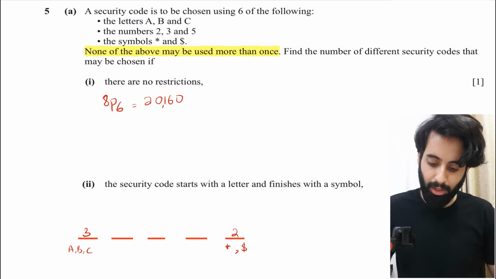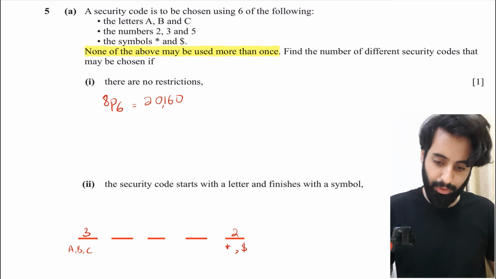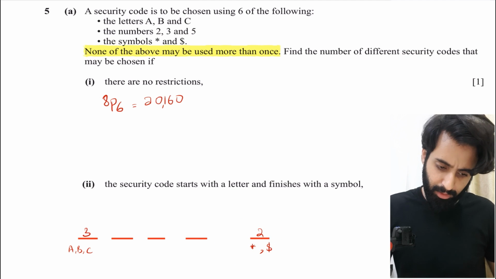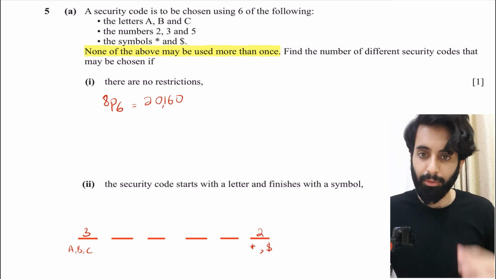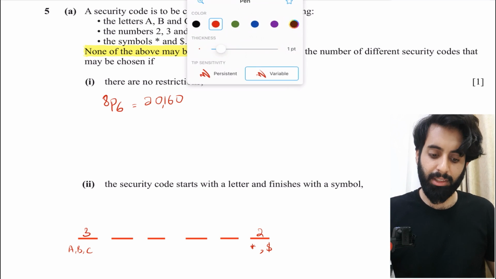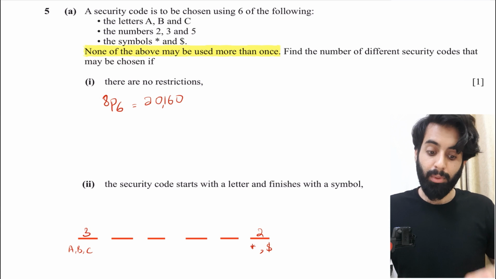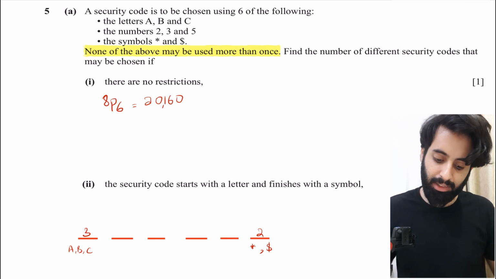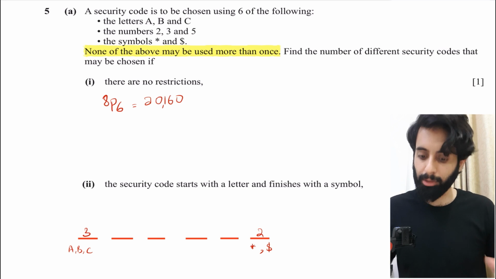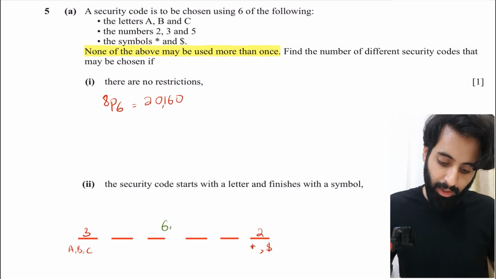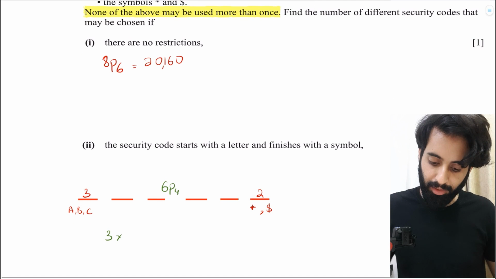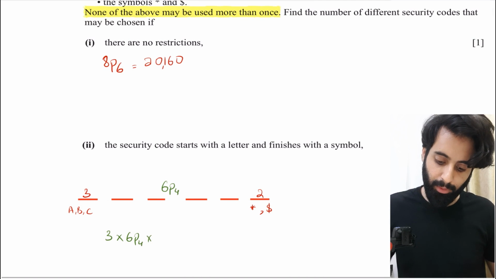Now for the remaining, wait, 1, 2, 3, 4, 5. Sorry, I was supposed to make 6, just realized. Anyway, nothing to worry about. Okay, so now we have 1, 2, 3, 4, 5, 6. For the remaining 4 places, there's nothing that we need to worry about. We initially had 8 to choose from. Now 2 of them are gone, so we're left with 6, and we need to arrange 4 out of the 6 remaining. So for the elements in between, we're going to do 6P4. So here's how this works: 3 times 6P4 times 2.